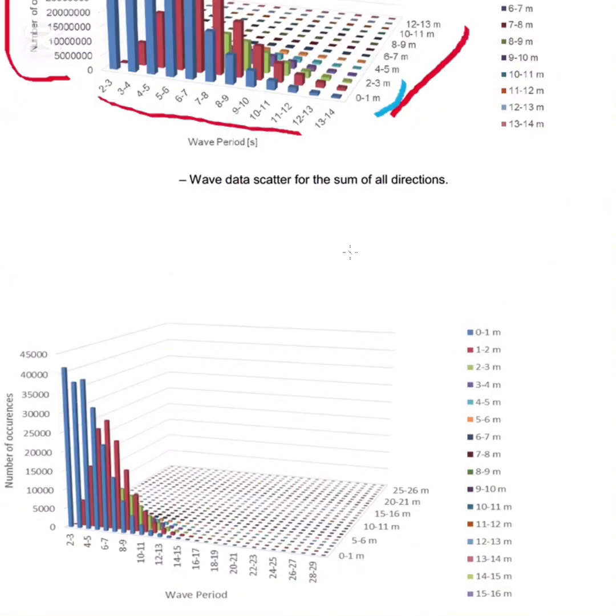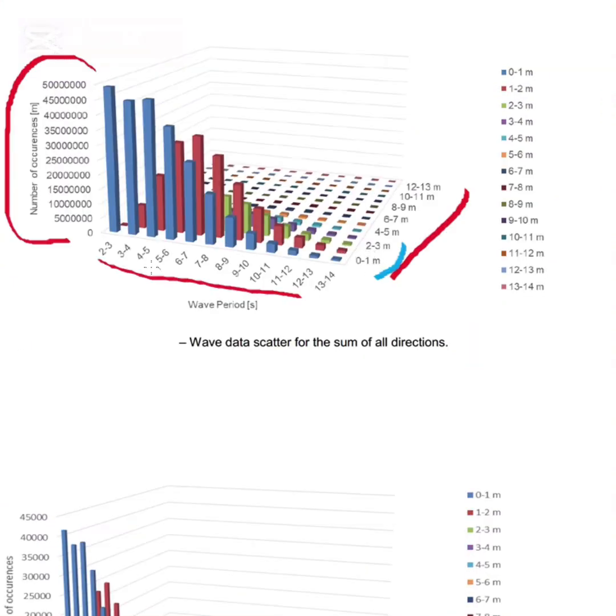You see here the combination of wave height and wave period. This is the wave height and this is the wave period. This particular combination, 0 to 1 meter and 2 to 3 seconds, is happening more often. That's why the number of occurrences is more. With this kind of visualization we can get a more meaningful observation. Otherwise we cannot get any meaningful observation from the random sea.